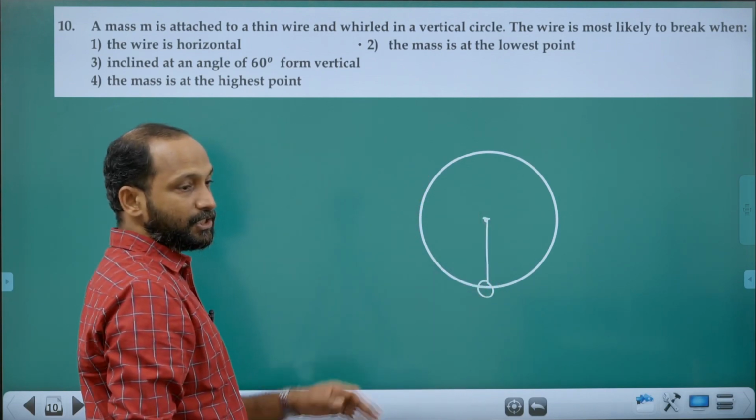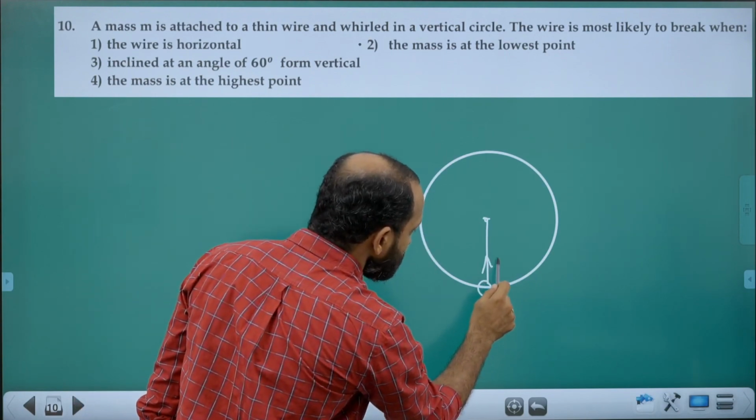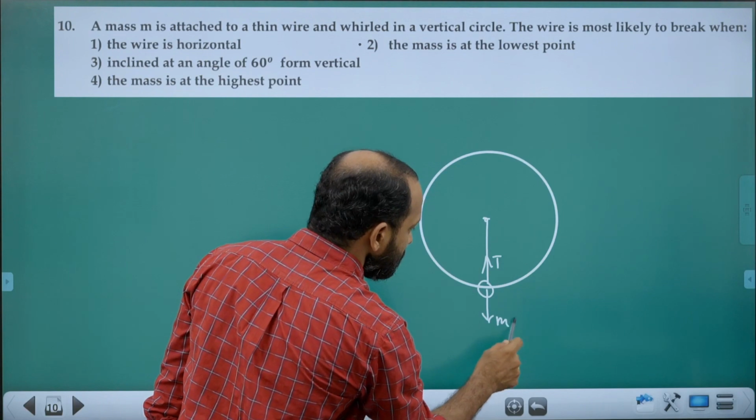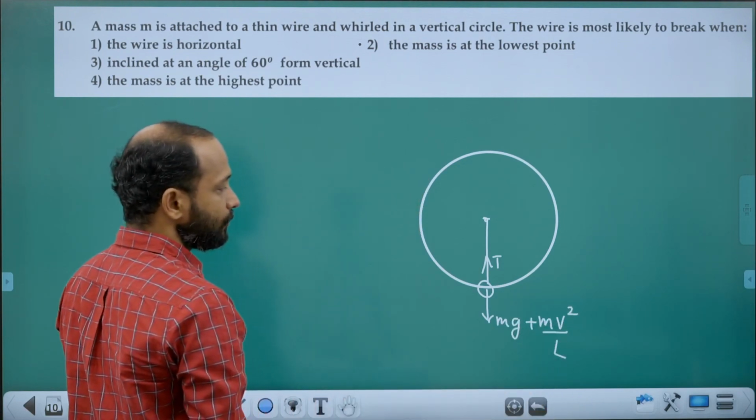The mass is attached to a thin vertical wire and whirled in a vertical circle. When whirled in a vertical circle, what is the tension here? Tension is mg plus mv square by L, where L is the length of the thread.